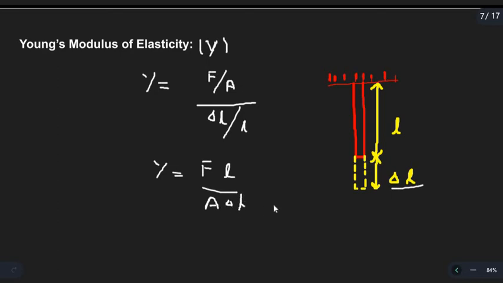So this is a very important formula to calculate the Young's modulus. This is the formula of Young's modulus. Okay. And questions are very much asked from this part.